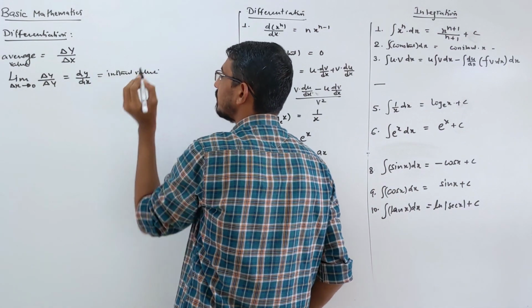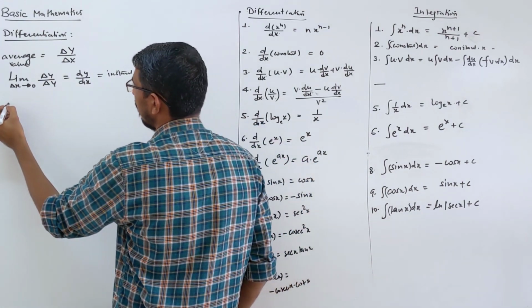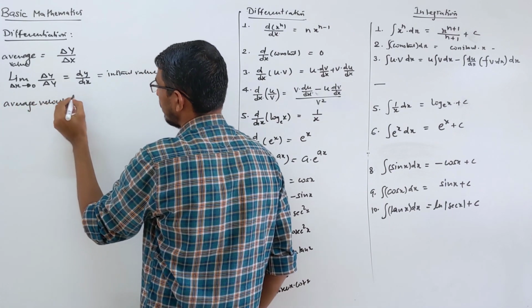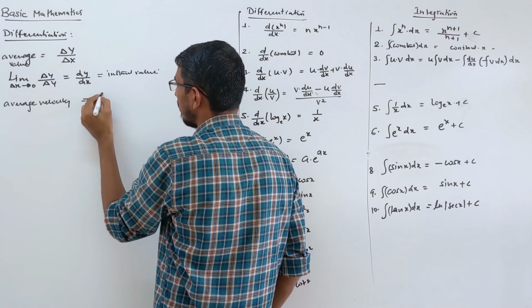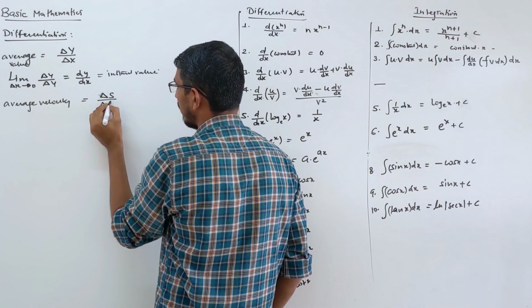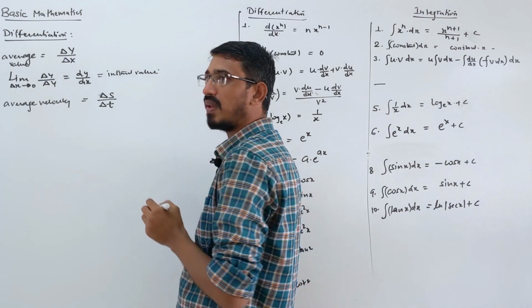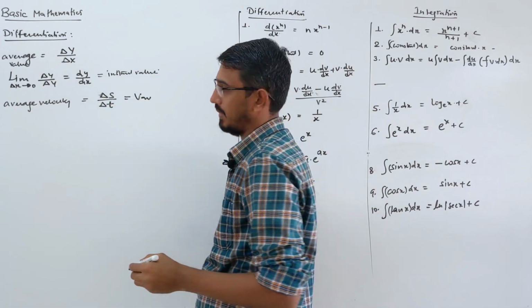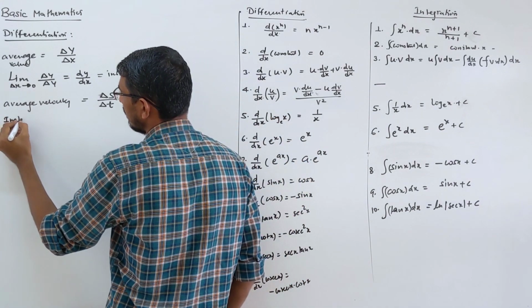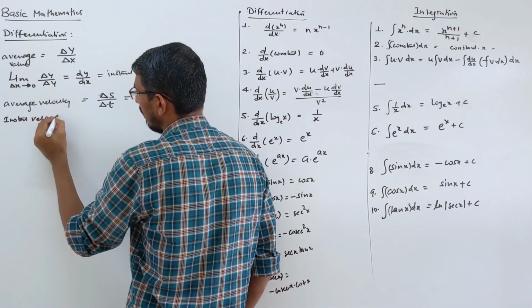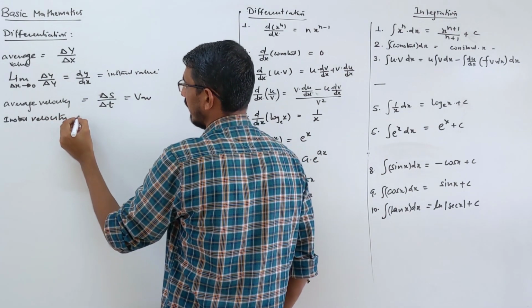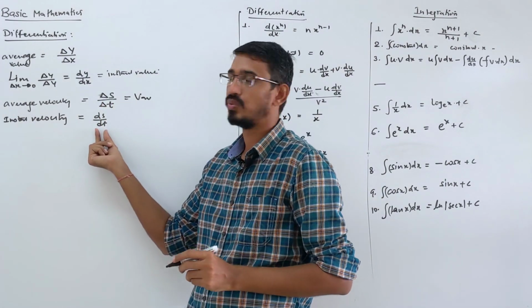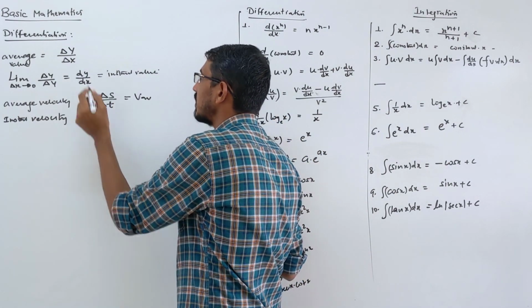For example, if I ask what is the average velocity of an object, you will say change in displacement ds by change in time, that will be your average velocity, v average, correct. But if I ask you what is the instantaneous velocity, then you can write the same thing as ds by dt, which means this time interval will be very small. So differentiation talks about very small things, okay.